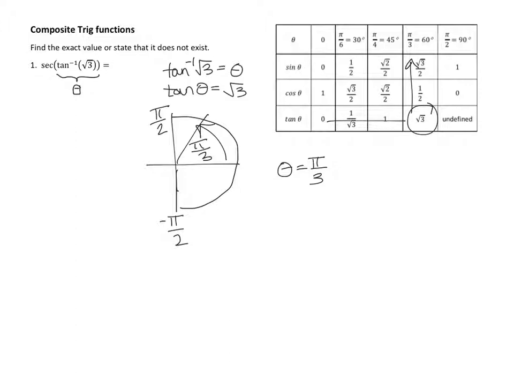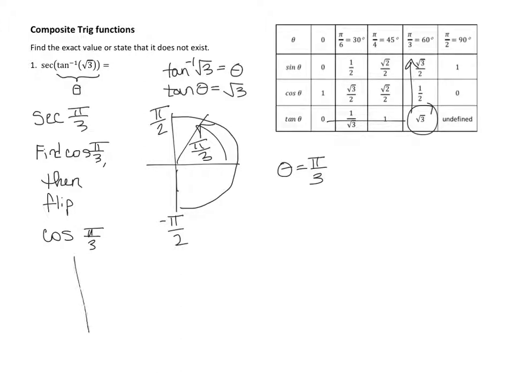Now let's go back to the original problem. We're looking at the secant, and now we can replace the inverse tangent. We know that is pi over 3. So to find secant of pi over 3, we can first find the cosine of pi over 3, then flip. This is not too bad. The cosine of pi over 3 is a first quadrant angle, as we know, we've drawn that out. It's a first quadrant angle, pi over 3.